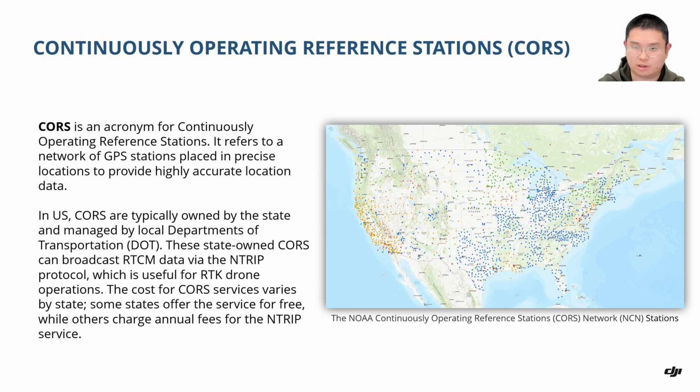Because we also need to consider the baseline, which is the distance from the drone to the closest base station within the network. If the baseline is too far, that would affect your drone data accuracy. So that is the CORS network within the United States.